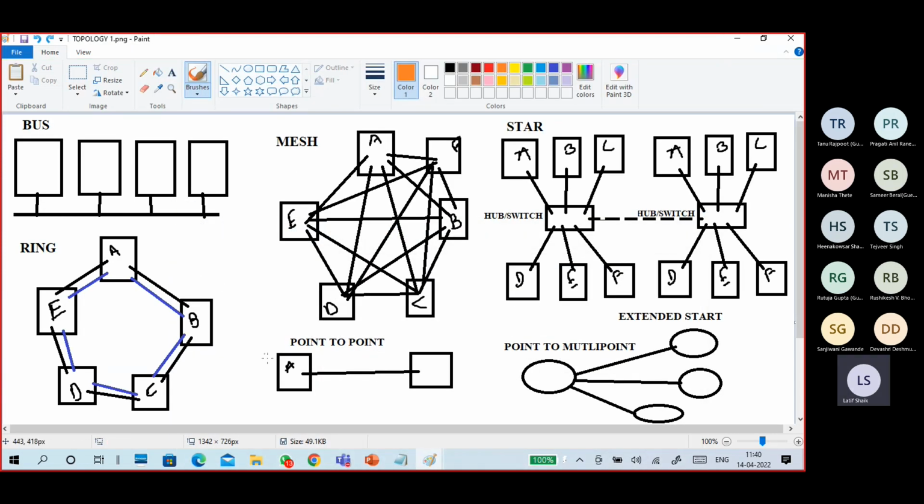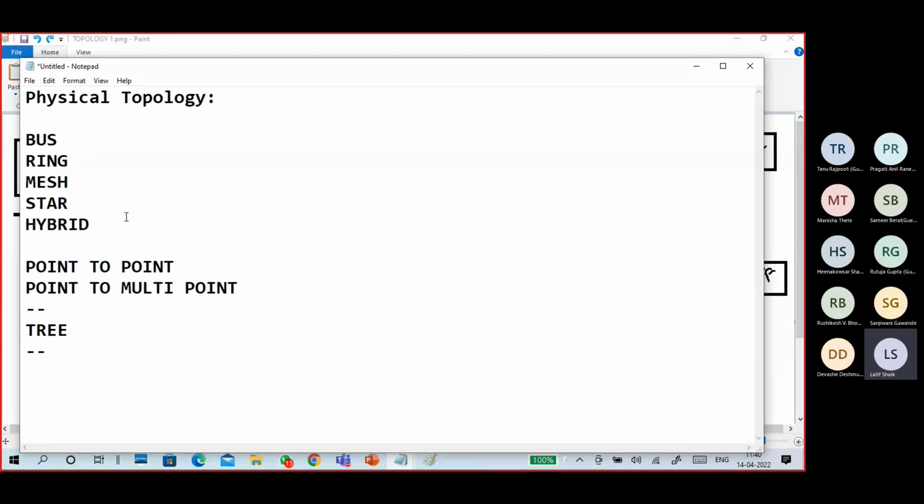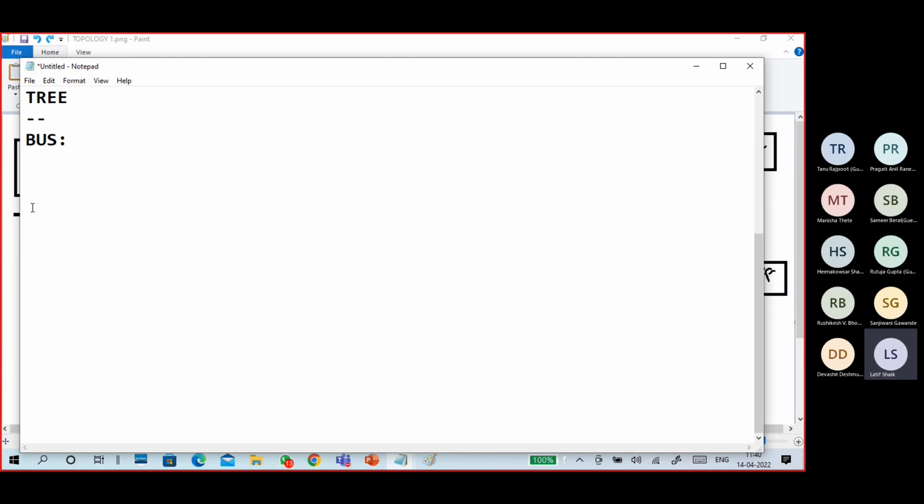But these are the main topologies: bus topology, ring topology, mesh topologies. So you go to the bus topology. Simply you can write, what is bus topology? Devices are a computer.